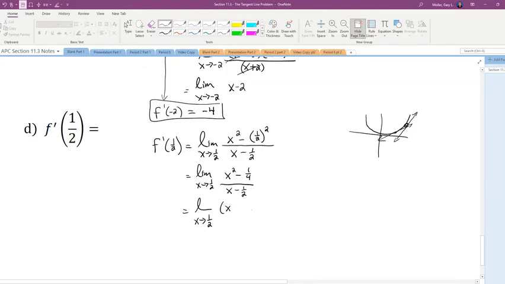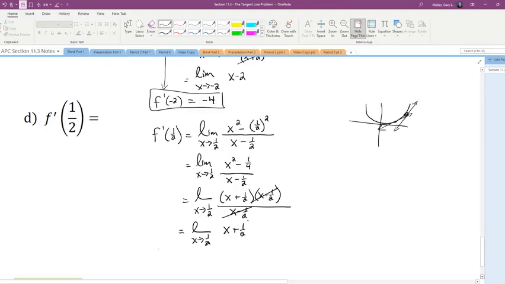All right, x plus a half and x minus a half. Halves cancel. And I evaluate it at a half. And I can finally tell you the answer to that question. What is the slope of the tangent line? It is going to be a half plus a half, which is 1.